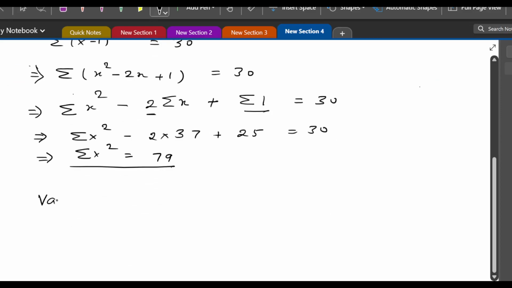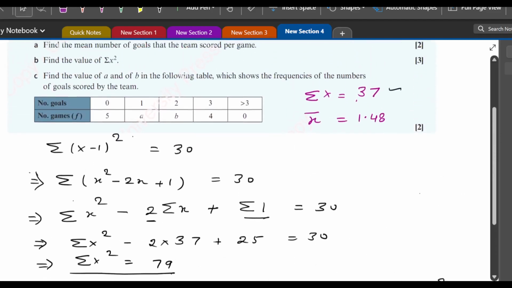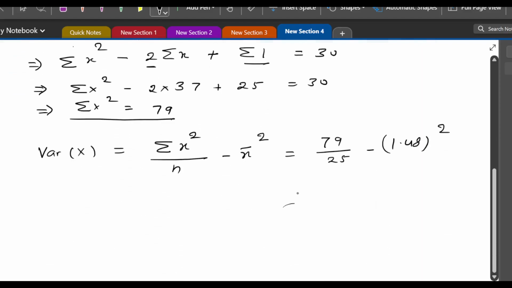So, variance of x, I can write as summation of x square divided by n minus x bar the whole square. Here in this case it is 79 divided by 25 minus x bar, the mean, which is 1.48. So 1.48 the whole square.